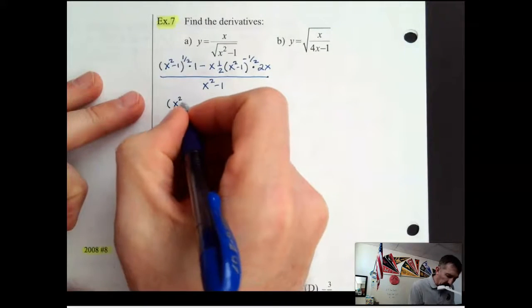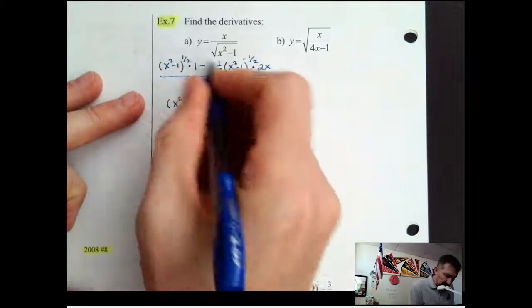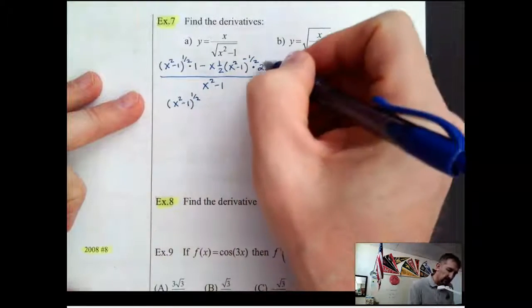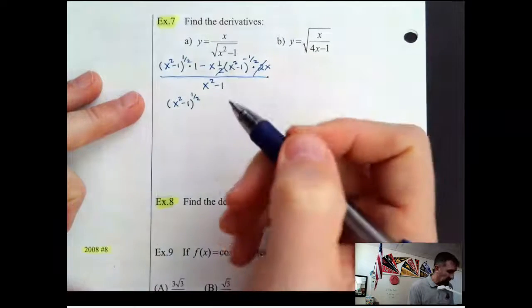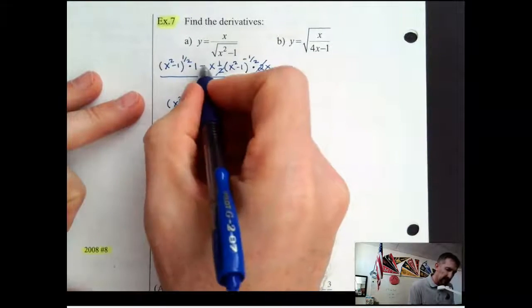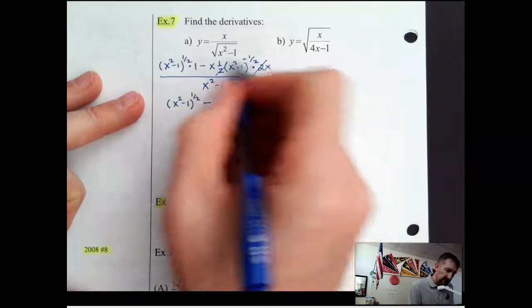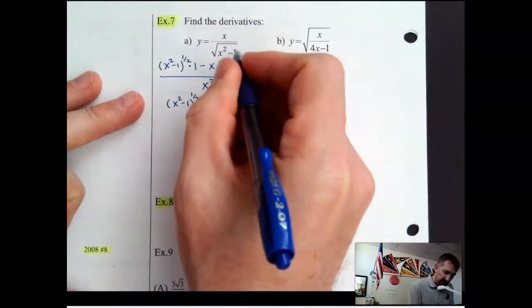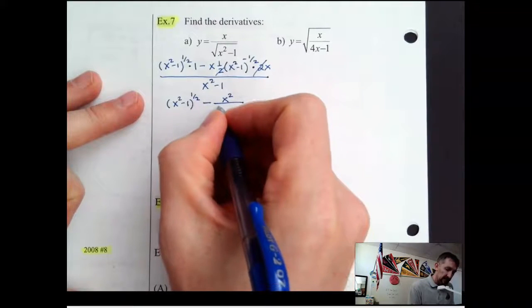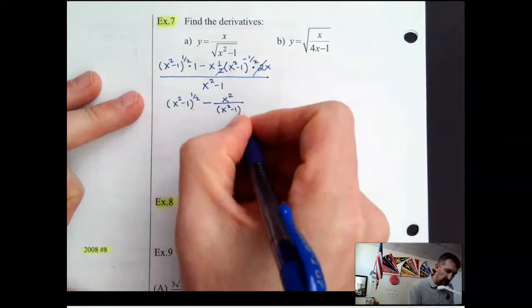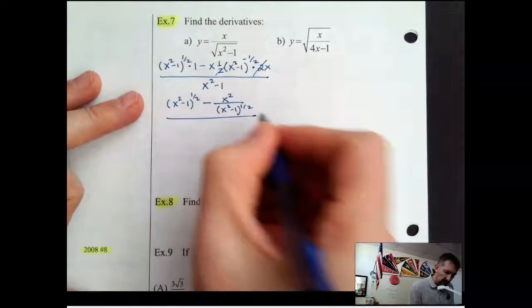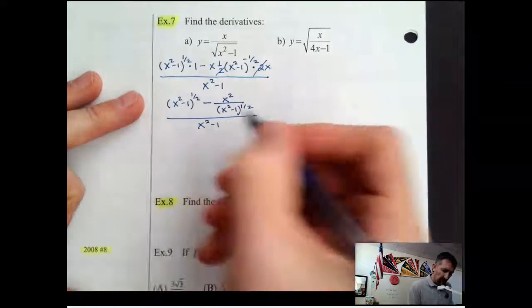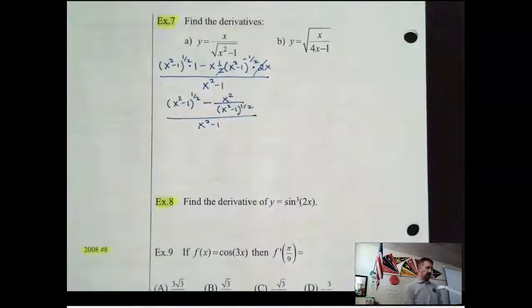So x squared times 1, that's just going to be there. Okay, these 2's are going to cancel out. And here we're going to have minus, and I have x times x, that's going to be x squared. And that's going to be over, this is a negative exponent, that's going to drop down. So that's going to be x squared minus 1 to the 1/2. And all of that is over x squared minus 1. I think we had something like this before, but maybe not.